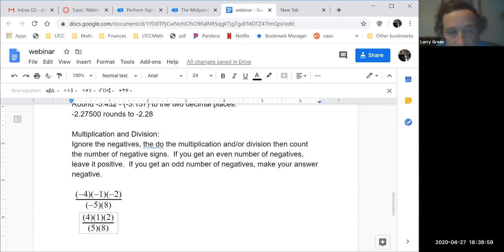Any questions so far? Okay, and now I could do some canceling if I want, or I could just multiply on the top and the bottom, and I get 8 over 40, right? 4 times 2 is 8, times 1 is still 8. And then 5 times 8 is 40. What's 8 over 40? Can we reduce that? Yeah, 1 over 5.